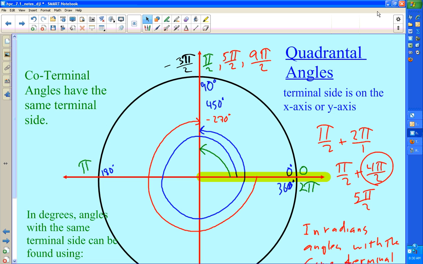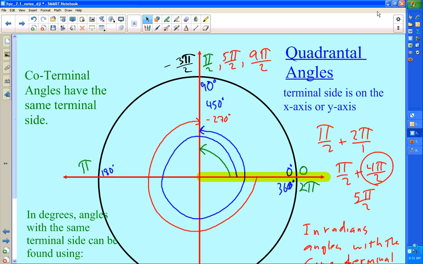So if we talk about 0 degrees, that has a terminal side on the x-axis. That's a quadrantal angle. The next would be 90 degrees. The next, 180 degrees, 270 degrees, and 360. Those are all what we call quadrantal angles in degrees.